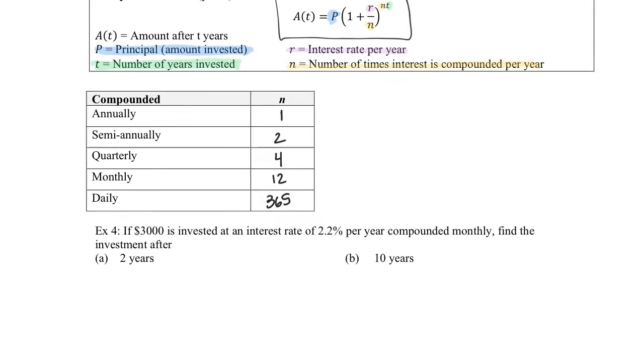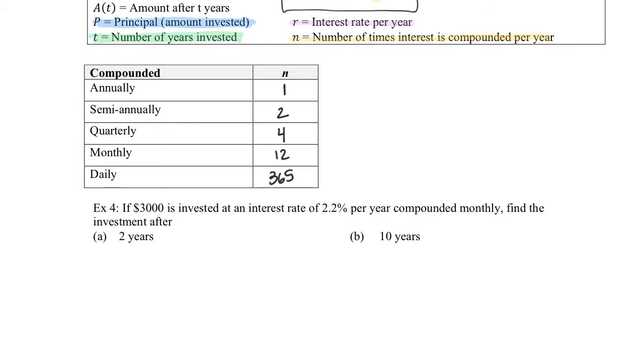So let's do an example here. If we had $3,000 that we initially invested, so that's our principal, at an interest rate of 2%, that's our rate, and it's compounded monthly. Find how much our amount is after 2 years.